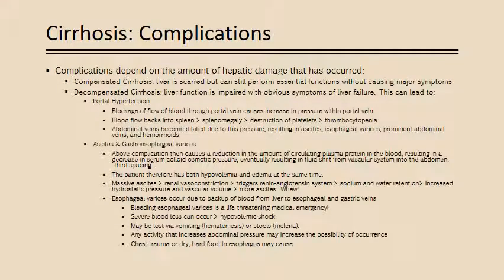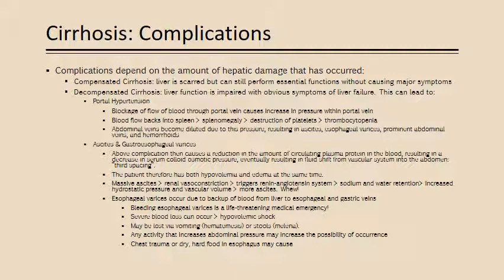The complications of cirrhosis will depend on the amount of hepatic damage that has occurred, which of course makes sense. There is compensated and decompensated cirrhosis. In the compensated cirrhosis, the liver is scarred, but it can still perform its essential functions, and so they don't have major symptoms. They may not even know that they have any liver scarring because they're functioning just fine for a while. Decompensated cirrhosis is where the liver function is impaired and these symptoms are obvious of liver failure. And this can lead to these problems that I'm going to talk about next.